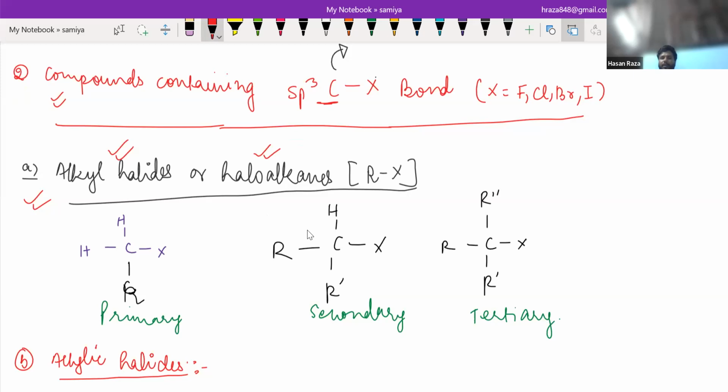Now see, this carbon is connected with one X, two hydrogen, and one alkyl group. That means carbon containing group, methyl, ethyl, propyl, butyl. It can be anything. So you can see this C is only connected to one carbon group, that is primary, because it is 1 degree. This is 2 degree because it is connected to two carbon groups. This is connected to three carbon groups. So that's why it's 3 degree, also known as tertiary. Please write it and let me know when you are done with this.